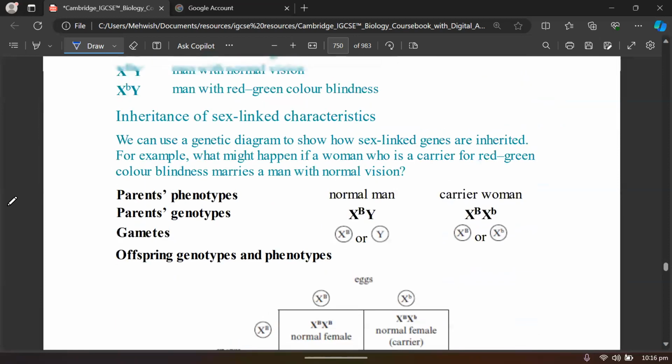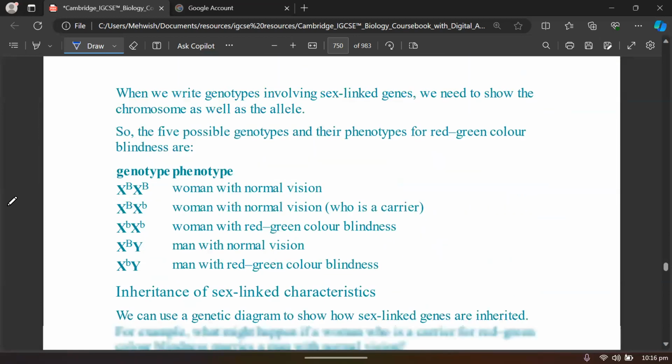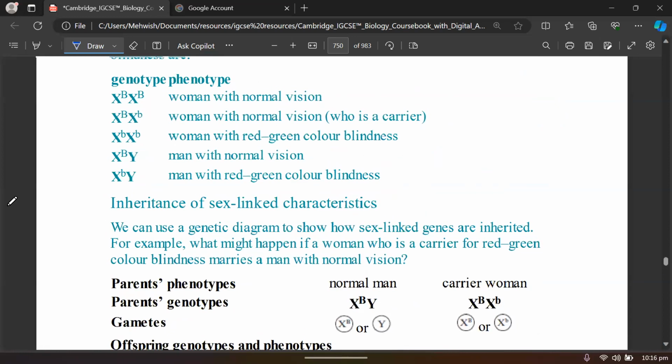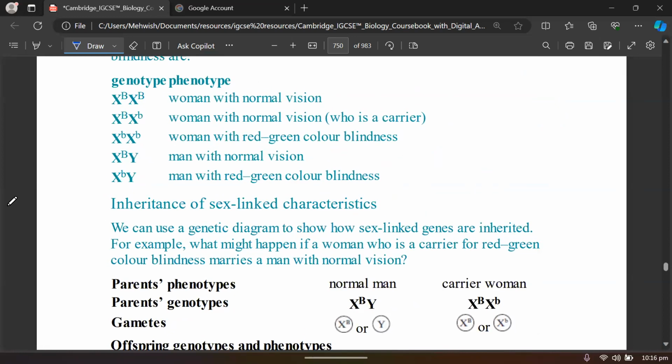So let's have a look at another example. For color blindness, they have used the same symbol, so don't get confused with it. Capital B they have used for normal color vision, and small b they have used for color blindness. And color blindness is also common in men. It's not common in women.